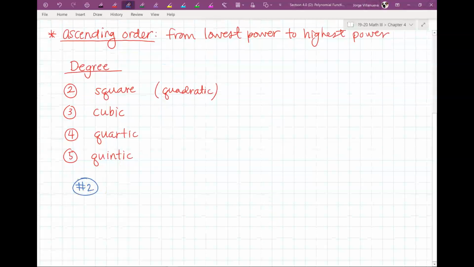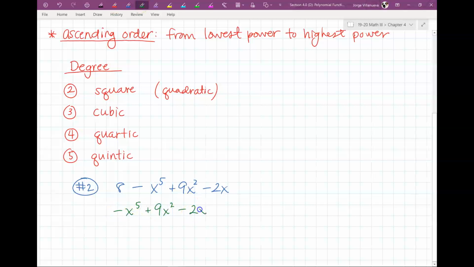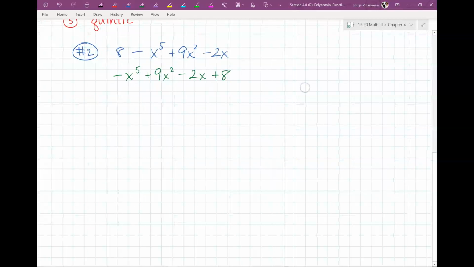So number 2, it starts off as 8 minus x to the 5th plus 9x squared minus 2x. Now they say, write the very first part of the instructions, say write each polynomial in standard form. So here we go. Standard form looks like this: negative x to the 5th plus 9x squared minus 2x plus 8. Notice I wrote it from highest to lowest. Okay, highest power to lowest power. So that's part of my answer.